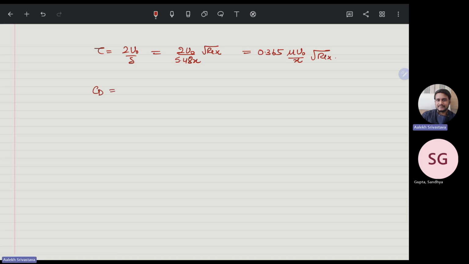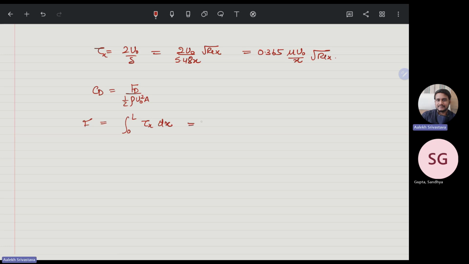Now coefficient of drag is equal to Fd upon half rho u0 square A. And if you put everything, okay, so this is at any x. So first we need to find what is the total F. Total F is equal to the integral from 0 to L of tau x into delta. So perpendicular to the length is unit, it is tau x into dx.